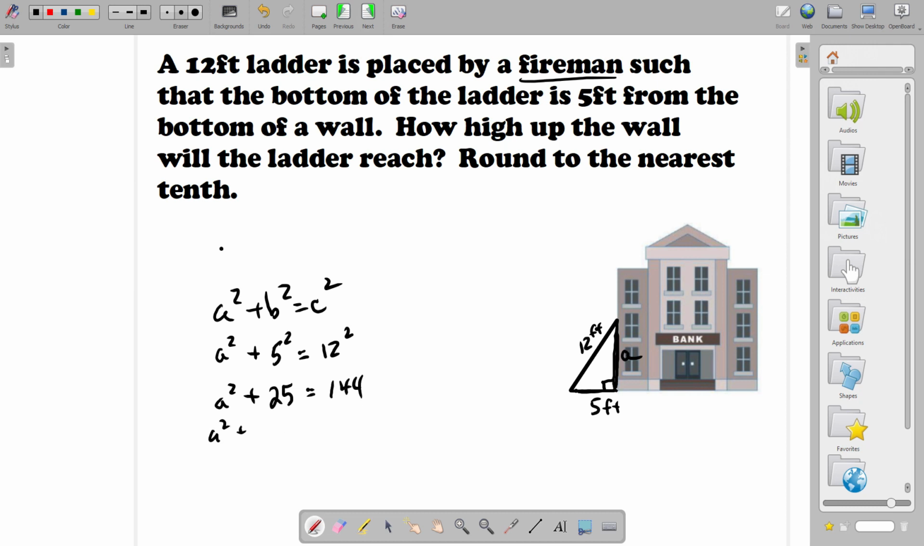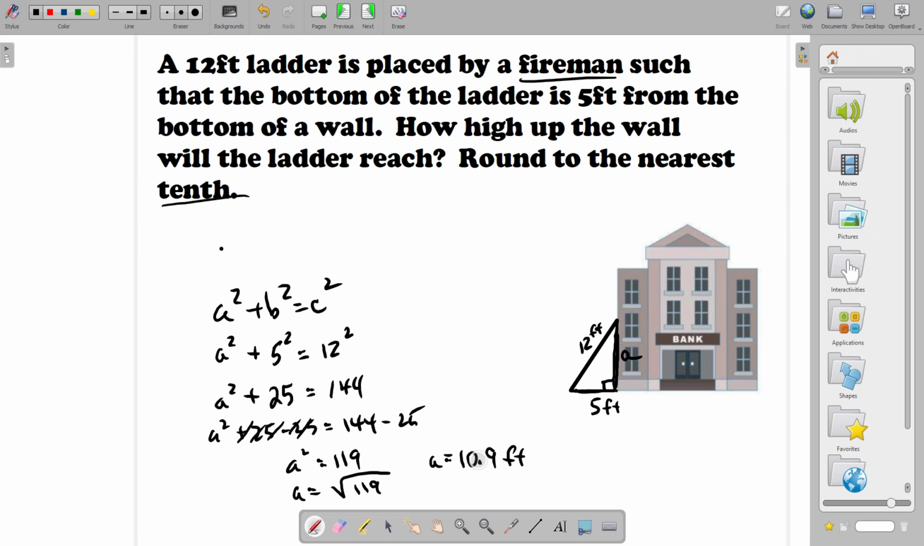Then we need to subtract 25. Subtract 25. These add out. We're left with a squared. 144 minus 25 is 119. Then we take the square root of a squared and get a. We have to take the square root of 119. And when we do that, we get that a is 10.9 feet. Here we were asked to round to the nearest tenth.